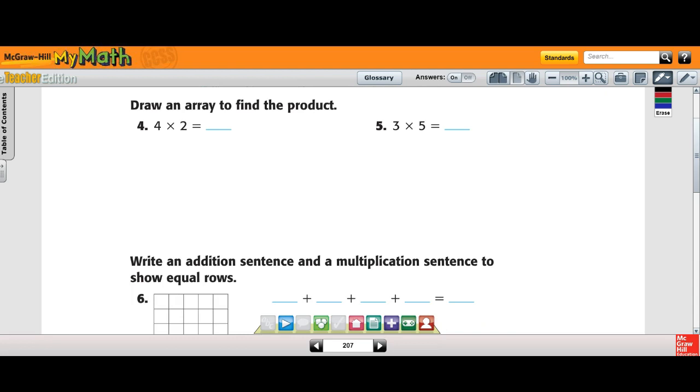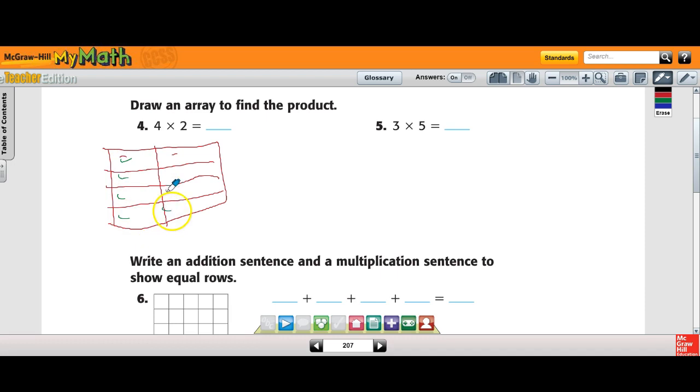So it says draw an array. Okay. I like to start with the rectangle, obviously. So I'm going to make 4 rows. I'm going to use 3 lines. And then I need two columns, right? I'm just going to do 1 line down the middle. So see, I have 1, 2 now. So now I count them all. 1, 2, 3, 4, 5, 6, 7, 8. So 4 times 2 is 8.